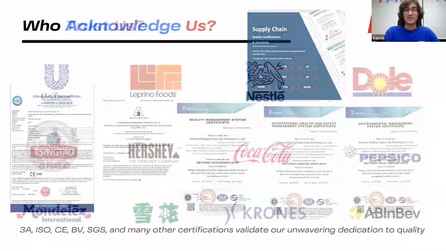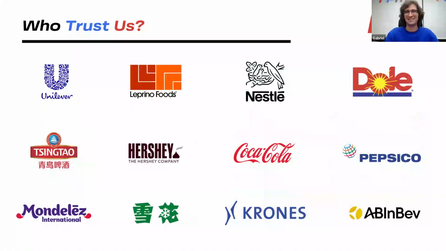And these are some of the satisfied clients we already have who trust us and like our job. So we can see, for example, Nestle, Coca-Cola, PepsiCo. Tsingtao, for example, is a beer manufacturer very famous here in China. So they trust us and they apply our heat exchangers in their process to deliver high quality products for their clients all over the world.